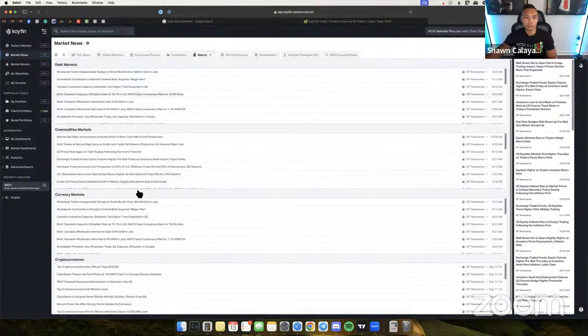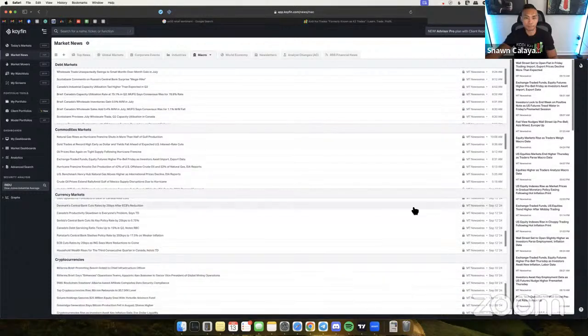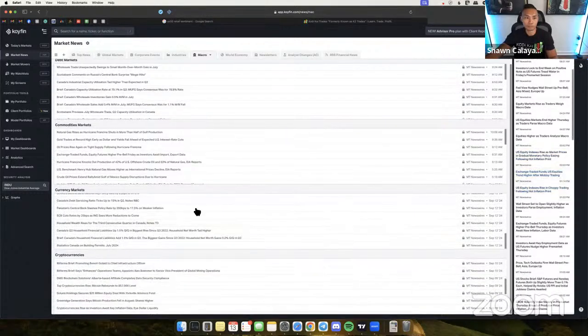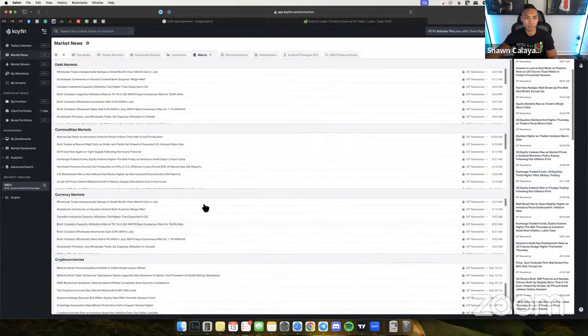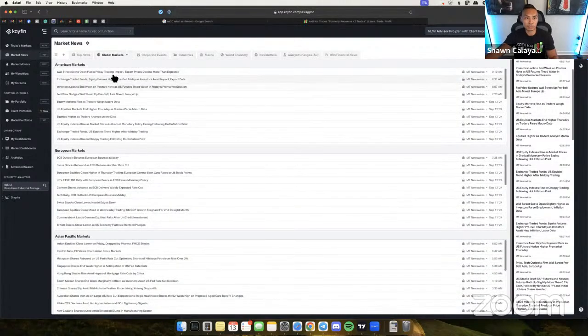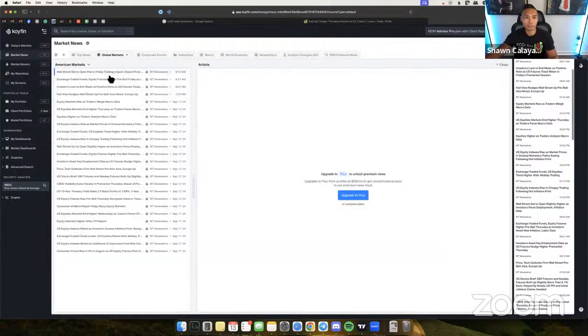And if you go to macro news, if you want to look at certain things, like you're trading forex, you just look at currency market right here. You're trading commodities, you look at commodities, debt market. You can do this breakout for pretty much anything. But for me, I'm trading the Dow. So I go to global markets. I look at the American markets right here. Obviously, that's the main thing I focus on.